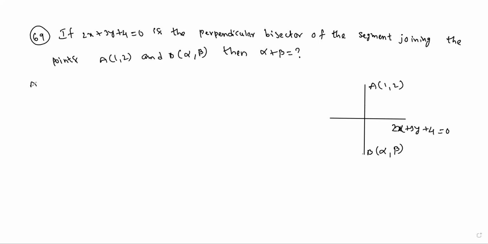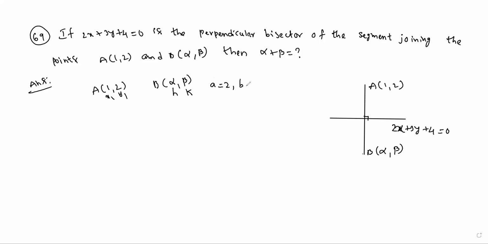See now, what happened here? The line divides the line segment perpendicularly. That's why the angle is 90. Now here B becomes what? B is the image of which point? Point A. That's why we'll apply that formula, the image formula. Here A(1, 2) is nothing but x1, y1, and B(alpha, beta) is nothing but h comma k.